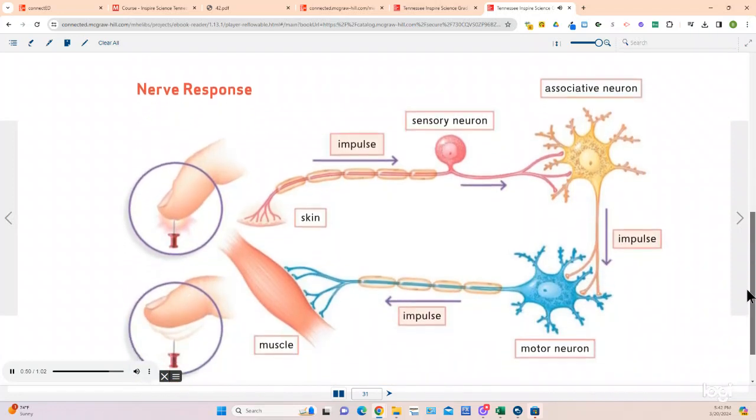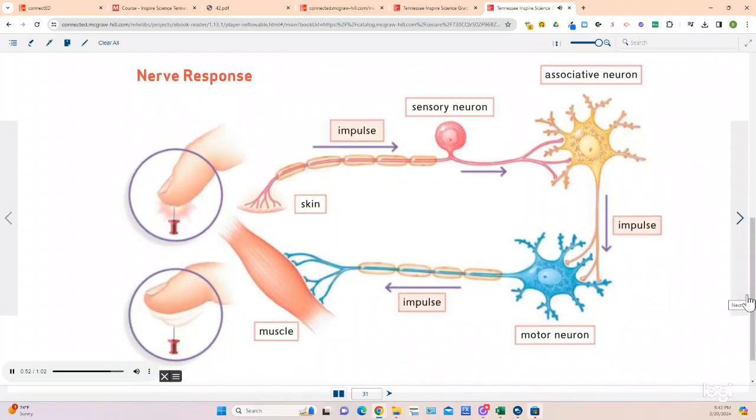Nerve response: skin, then impulse, then sensory neuron, then associative neuron, then impulse, then motor neuron, then impulse, then muscle.